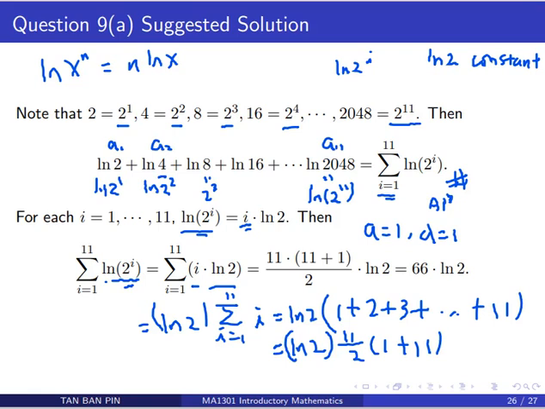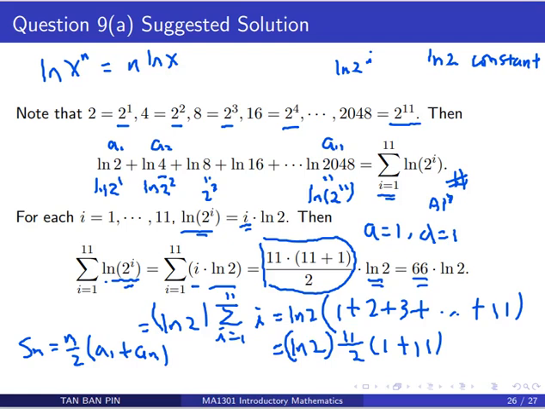And then you get this part, then times ln 2, because ln 2 you have written outside. And this part adds up to be 66. So we are making use of the formula S_n is n over 2 times first term plus last term. So just sub n as 11. That's how we get the final answer, 66 ln 2.